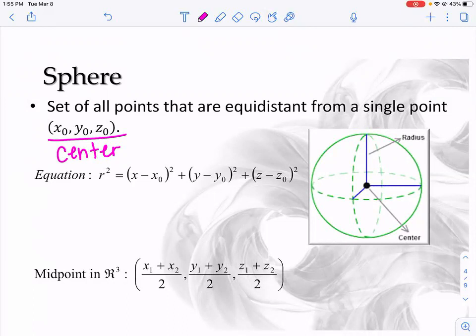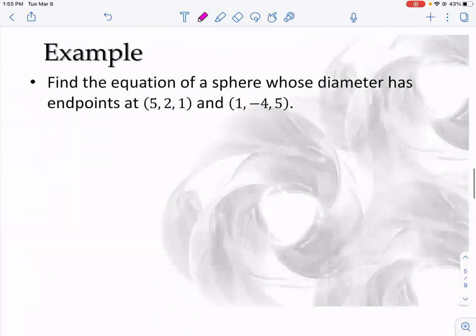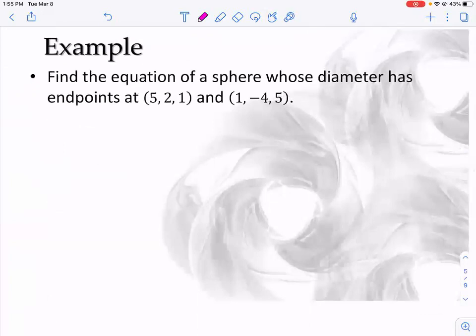Quadratic formula. Quadratic formula. There we go.